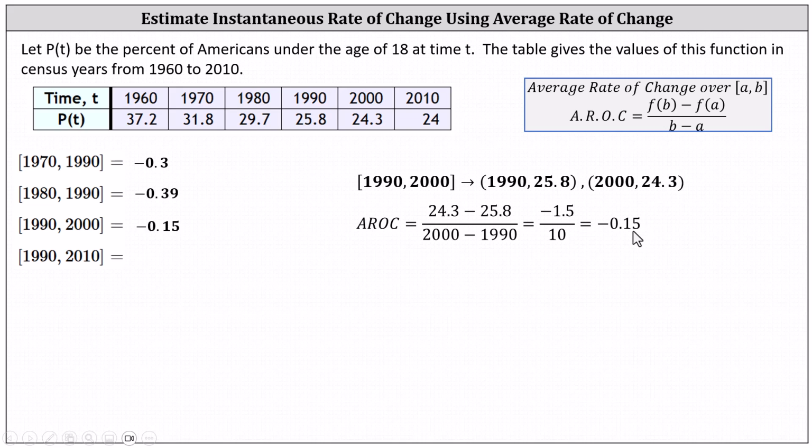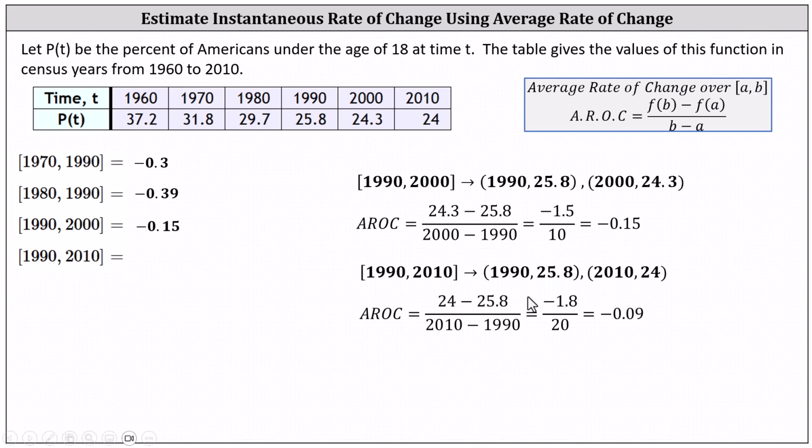And finally, the last time interval is from 1990 to 2010. The average rate of change equals the slope of the line passing through these 2 points, which are (1990, 25.8) and (2010, 24). The average rate of change over this time interval equals the difference of 24 and 25.8 divided by the difference of 2010 and 1990, which equals negative 0.09.